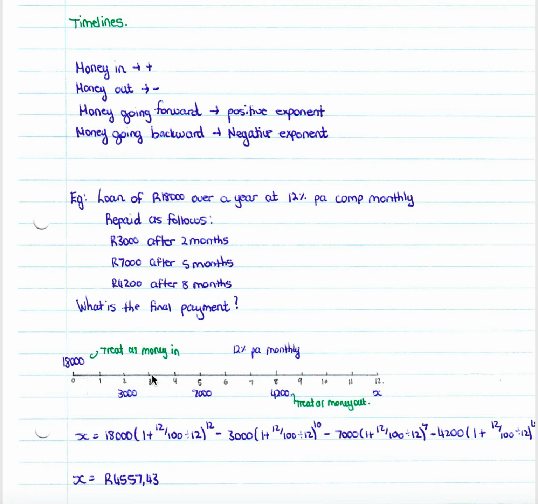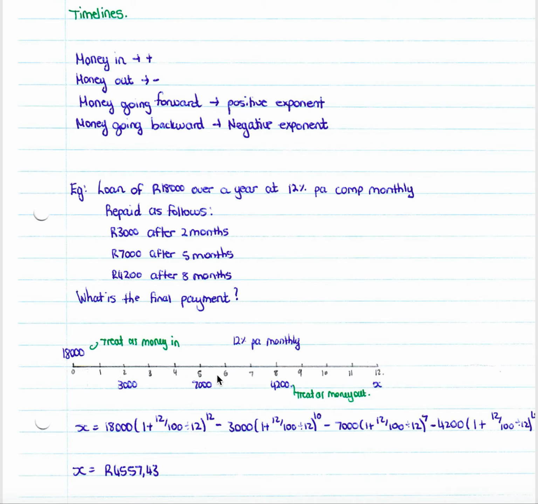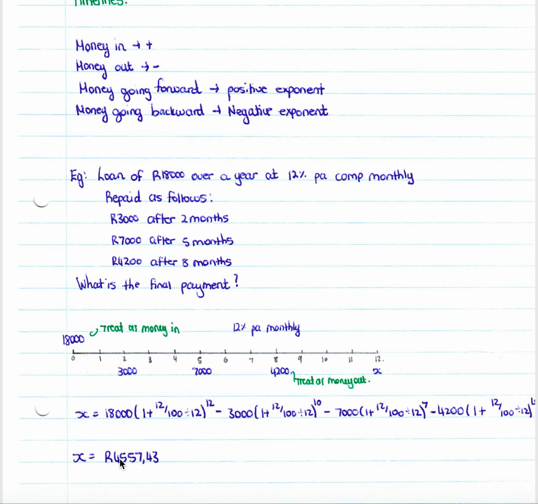So in order to deal with money, you have to take it to one point on a timeline in order to compare it. You can't compare different values at different times. So it's easiest now to take it to this point. So we'd say x equals this amount with a positive exponent for the number, so 12 months, minus all of these amounts with positive exponents for the amount of time that they need to get to the same point as x. So in this case, it's 10, 7, and 4. And you would then solve for x, and x comes out to be 4,557 Rand 43 cents.